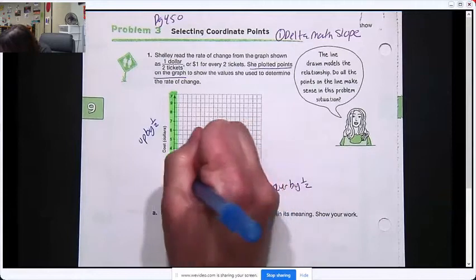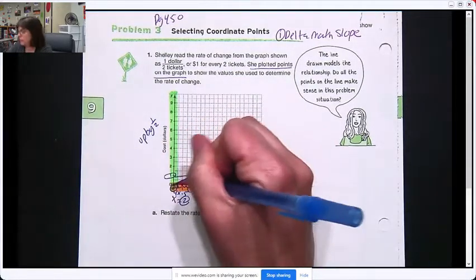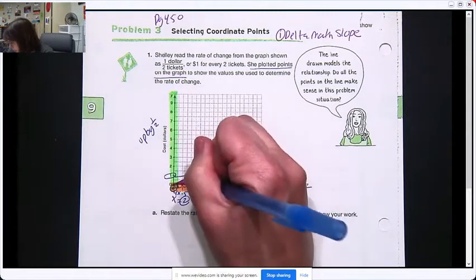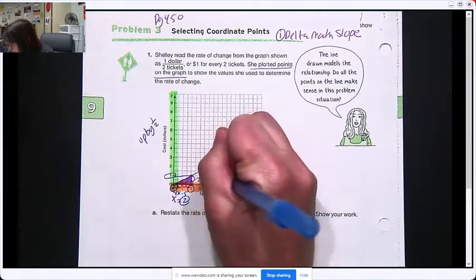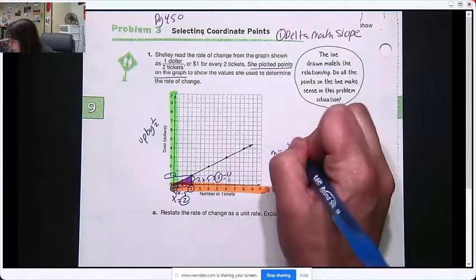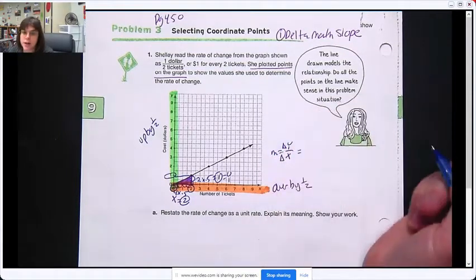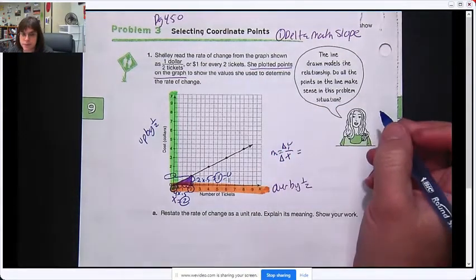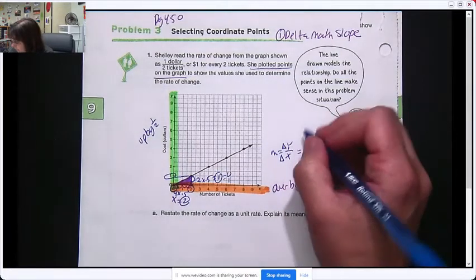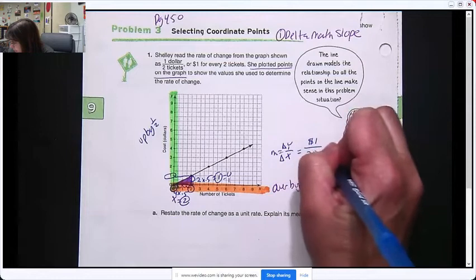Then I can come over and I can see that this is 1/2 times 2 blocks. So 2 blocks times 1/2, which gives you 1 for y. And that's how they got the rate of change, the change of y over the change of x. And that's how they got that this is equal to $1 over 2 tickets. Now it's going to ask you some questions about that.